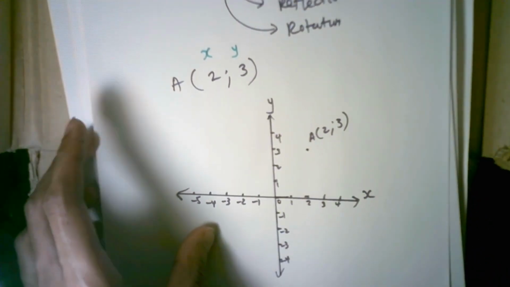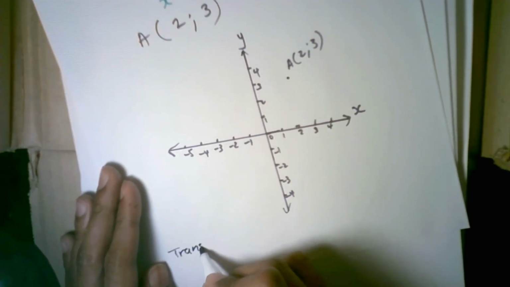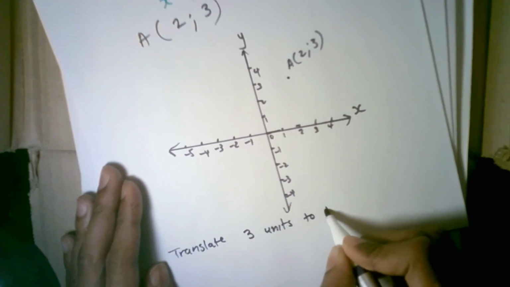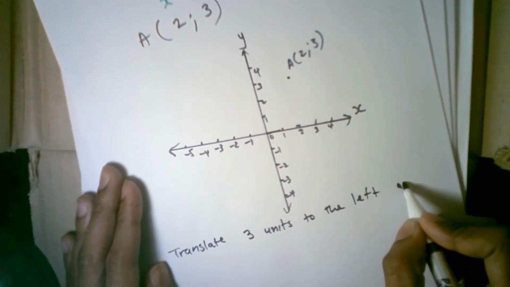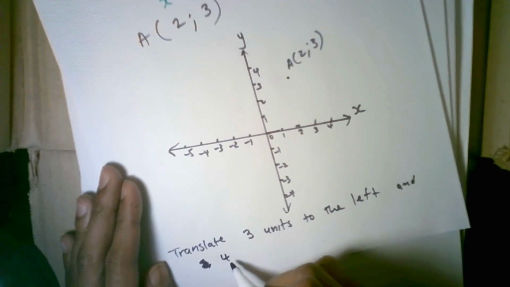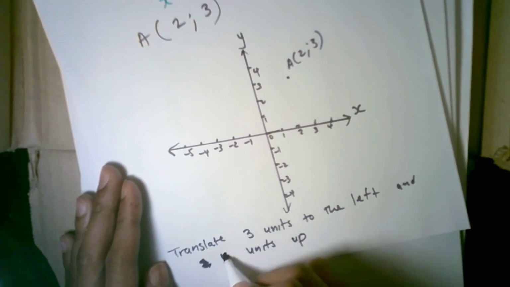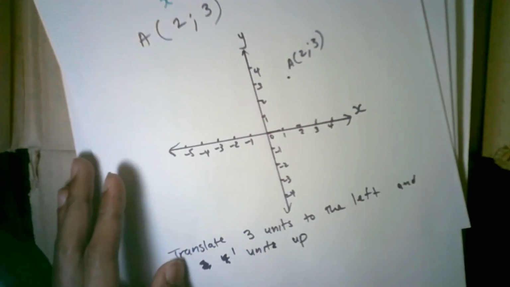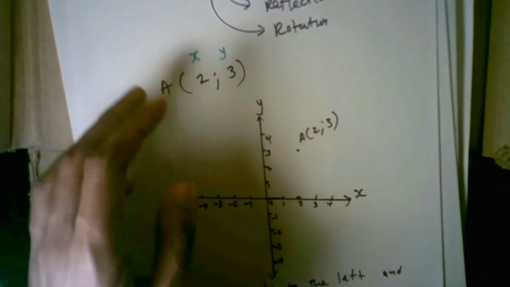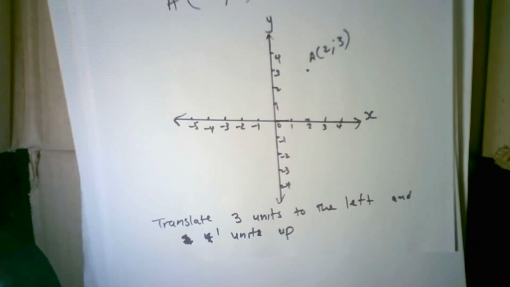Now, let's translate this. They'll probably give you a rule. They'll say, translate, let's say, 2 to the left and 1 unit up. Because the Cartesian plane is quite small, there are not enough numbers here, but it's possible that they could have said larger values. Now, if I look at this, let's create a general rule. Remember, a coordinate is always in the form of x, y.